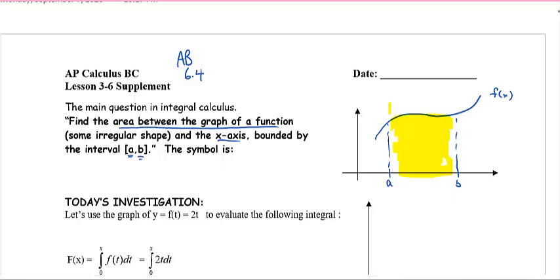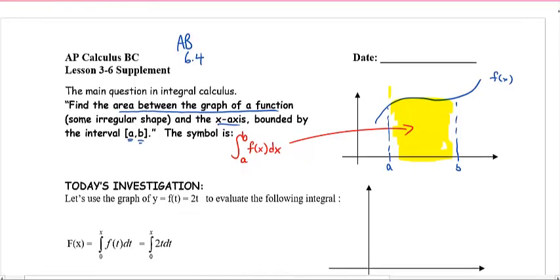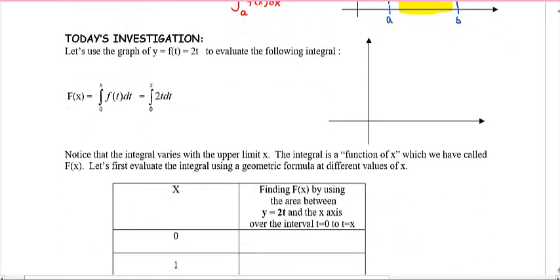And if you're curious what type of symbol or notation is used to represent this area, it is the integral, or this little squiggly, I don't know, s, I guess you can say, the integral from a to b of the function f of x with the dx at the end. Okay? So, to help us understand this concept, I have an investigation for you today. Yes, and you're going to be a sleuth and try to figure this out.